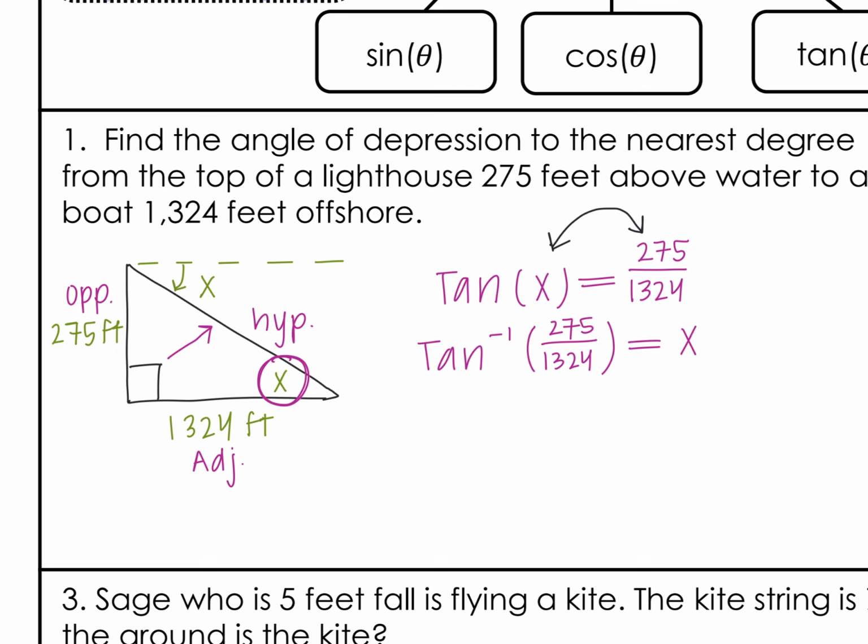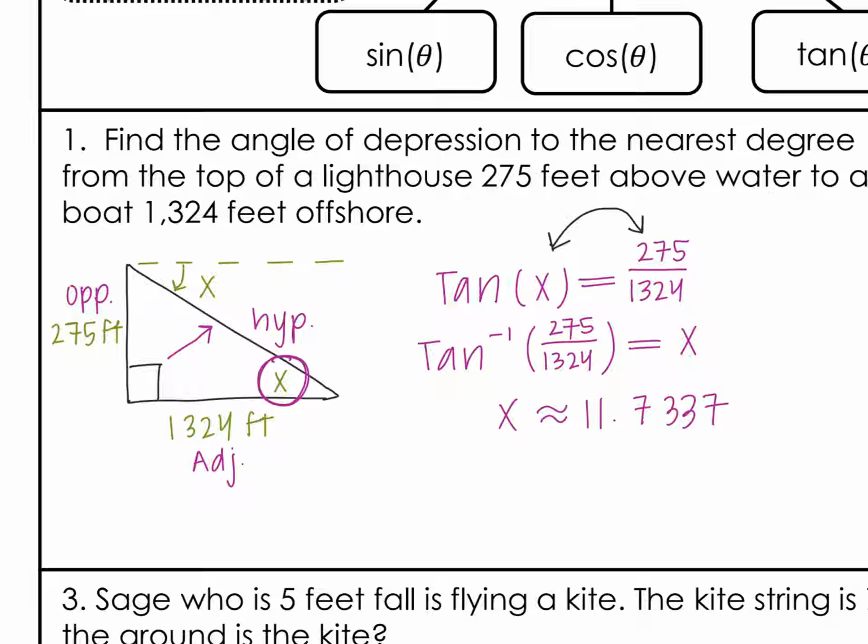Okay, at this point, we need to plug this into our calculators. So I'm going to have that inverse tangent, and we're going to take that 275 divided by 1,324. Okay, and when I plug that in, I'm going to get something along the lines of, we'll say, 11.7337.